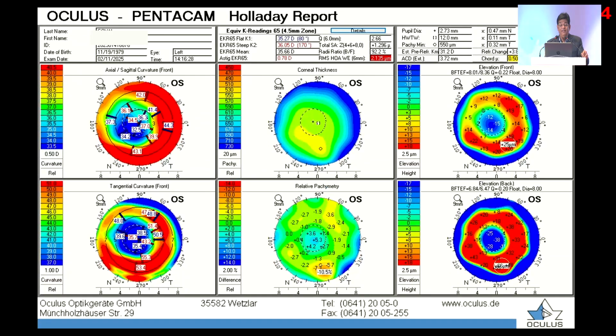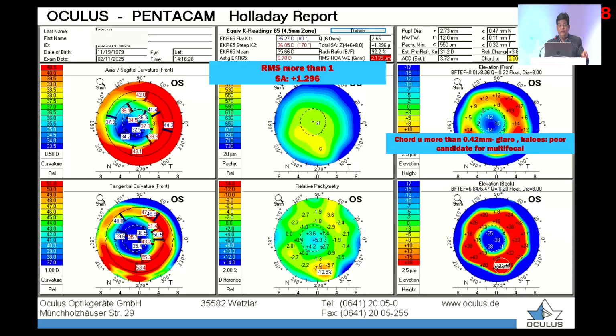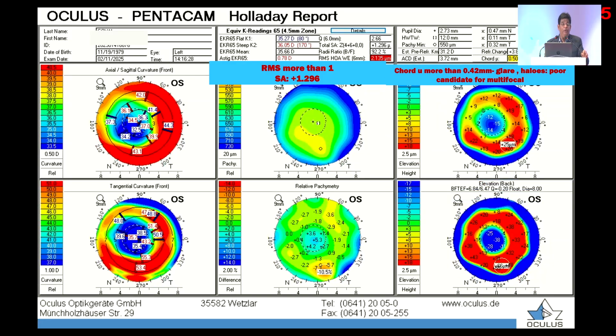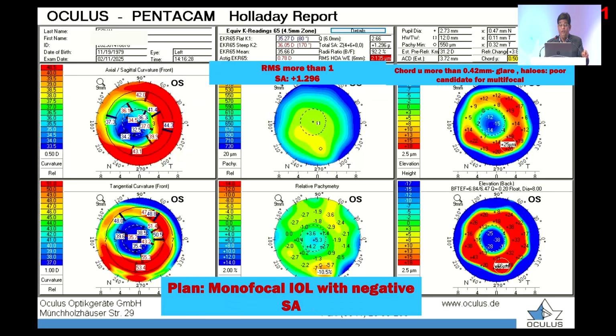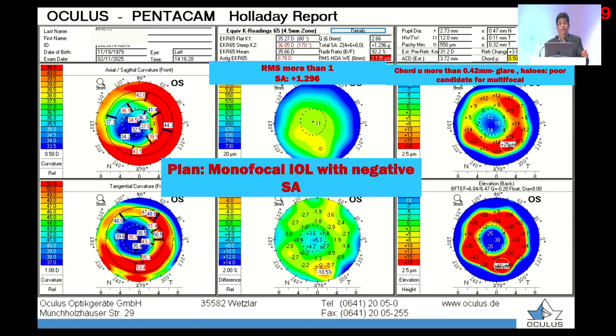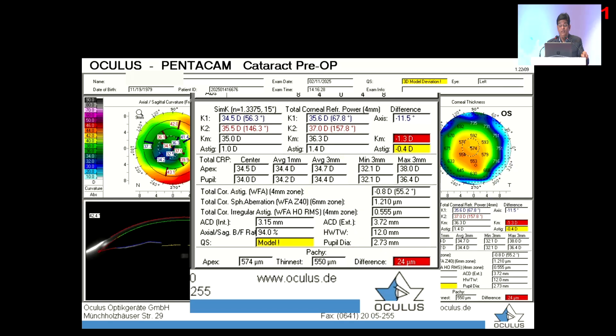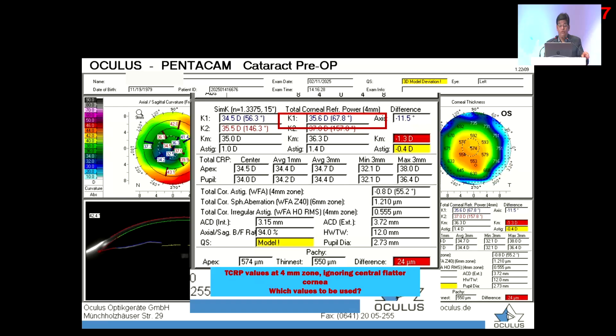And so in these cases also we can use the Pentacam Holladay report, and so it shows us the aberrations of the cornea. It can tell us the chord mu to show the centration, that is whether a good candidate or a bad candidate for a premium IOL. Also the monofocal eye. So in this case we planned a monofocal IOL with the negative spherical aberrations, and so this is one of the ways that we can use the Pentacam in complicated cataract surgery.